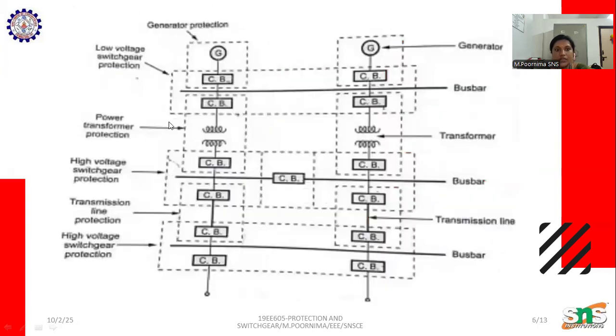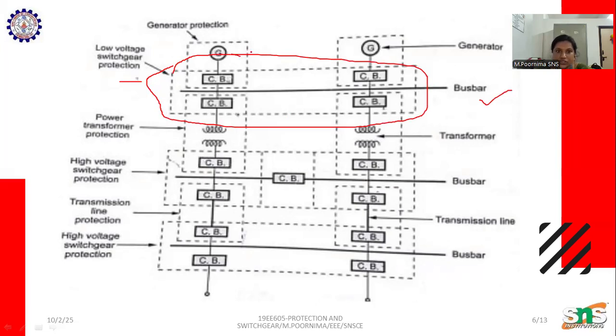Now we can see it in detail. First we have low voltage switchgear protection. Here we have circuit breakers across the bus bar. We know that this is a generator, so we have the generator protection zone and the power transformer protection zone. So we can see the generators, circuit breakers, and we have a transformer. The power transformer protection zone consists of the bus bar.